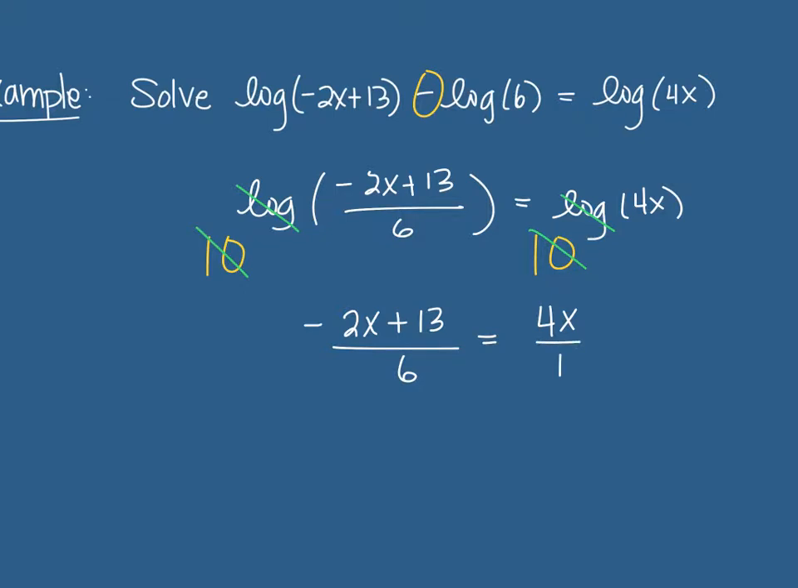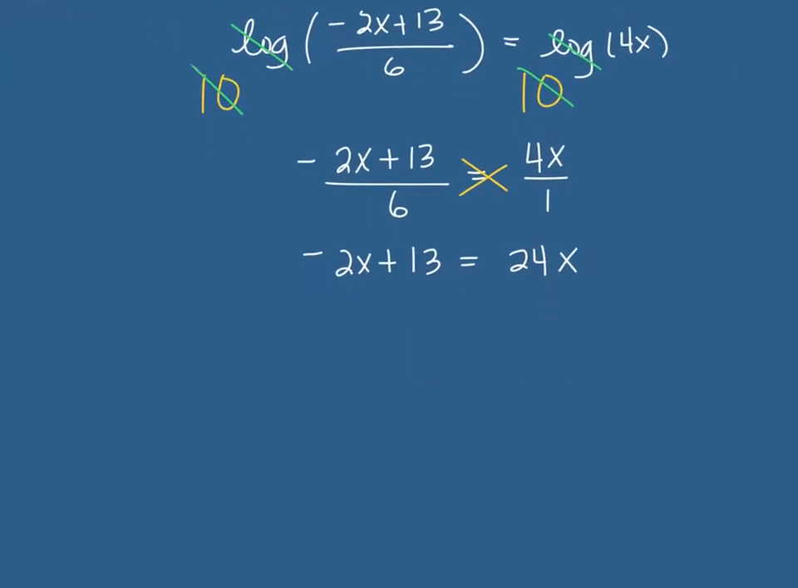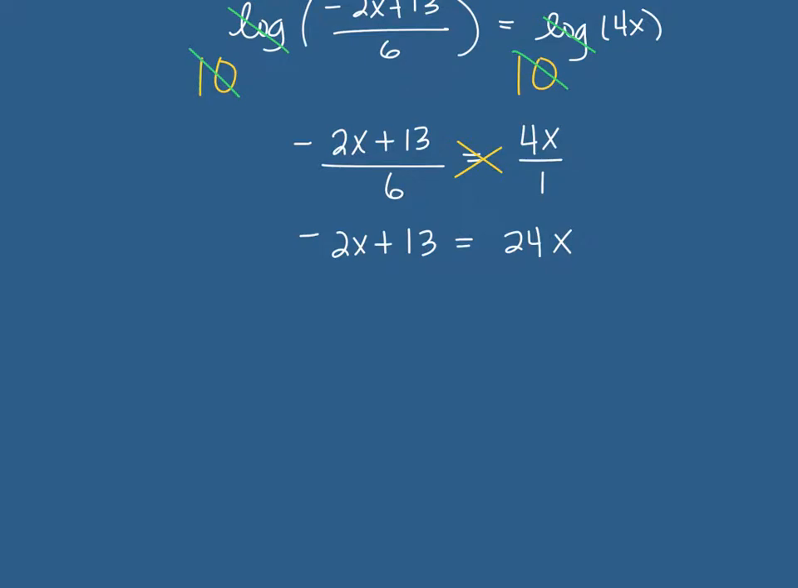Because when you put 4x over 1, that allows you to cross multiply. And so our next step would be to cross multiply. That's going to give me negative 2x plus 13 equals 24x. And then I can solve that like I would a regular problem back from our Algebra 1 days, where we'd add 2x to both sides, giving me 13 equals 26x. And then I divide 26 on both sides and reduce, and x would give me 1/2.